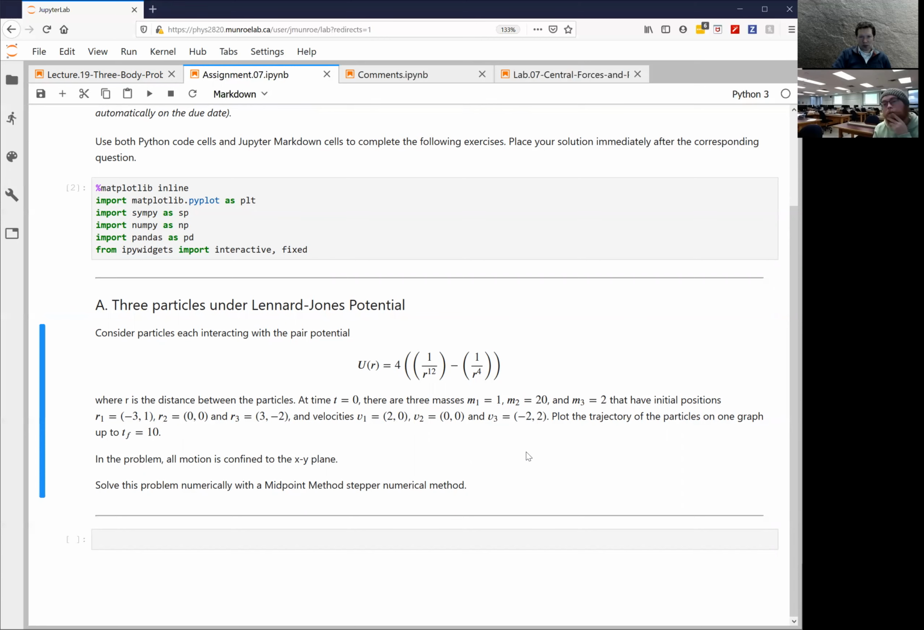Unlike the solar system, where we assume the sun is so massive it's not really moving, in this problem you've got 3 particles with 3 equations of motion. You're going to have 12 variables in this problem. You're just going to extend what we've done to the 3-body case. The force between them is not the force of gravity. It's a thing called a Lennard-Jones potential.